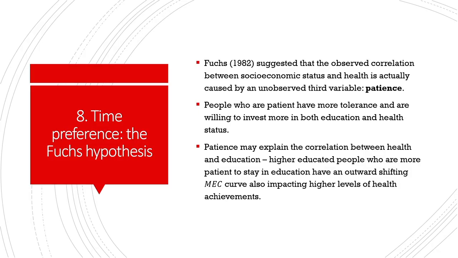This is the final hypothesis that we will study today. This is referred to as the time preference hypothesis, also called the Fuchs hypothesis, which was put forward in 1982 by Fuchs. So, this suggests that the observed correlation between socioeconomic status and health is actually caused by an unobserved third variable, and this unobserved third variable is patience.